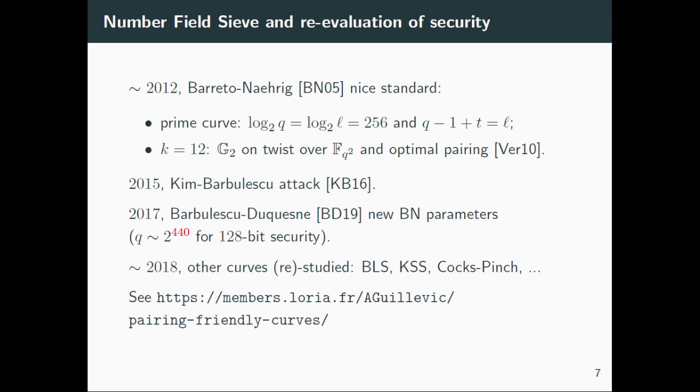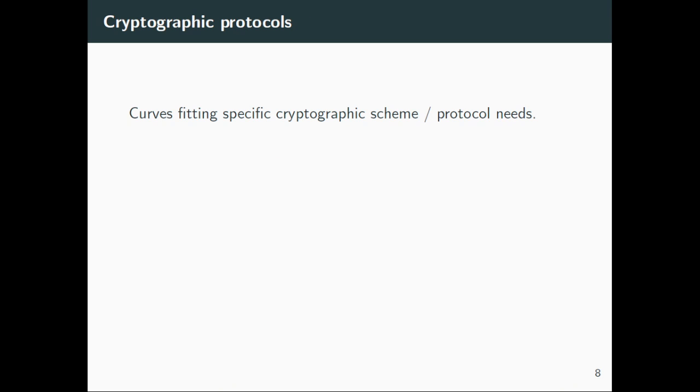Following their work, other curves, such as BLS, KSS, and Cocks-Pinch curves, are in the spotlight as they usually have smaller prime field order. For a more comprehensive landscape, I urge you to check out Aurore Guillevic's website. The second point of our motivation comes from the fact that we decided to work towards finding curves fitting specific cryptographic scheme or protocol needs.